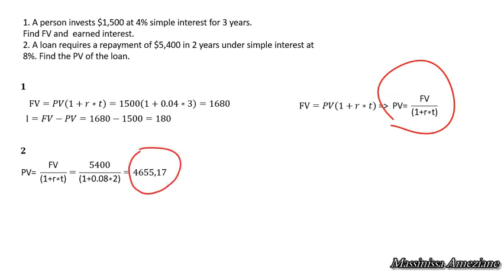So this person will get today $4,655.17 as a loan, to pay 5,400 after 2 years.